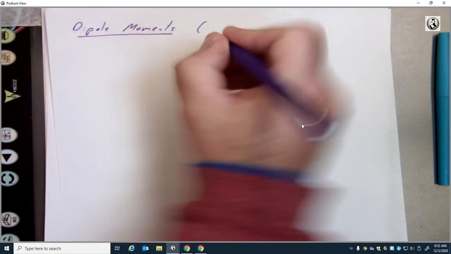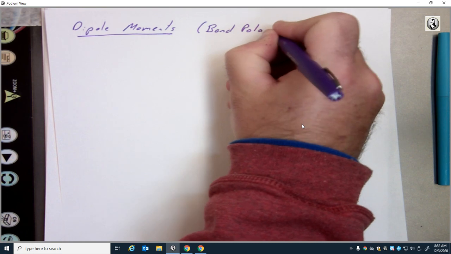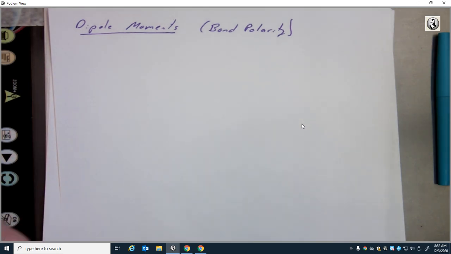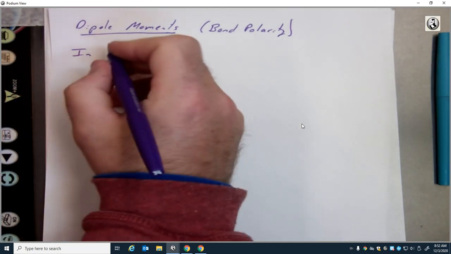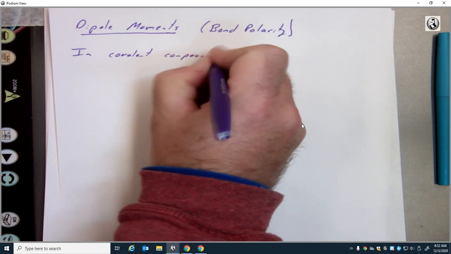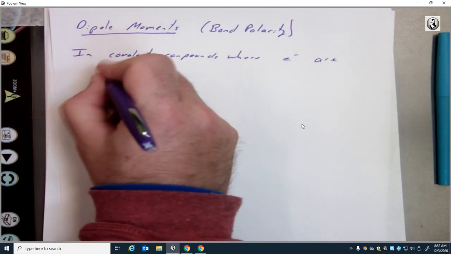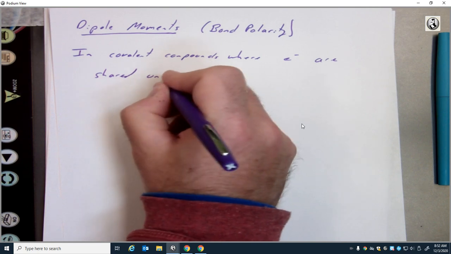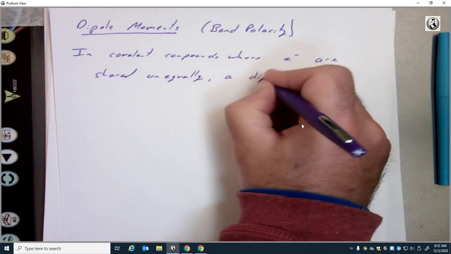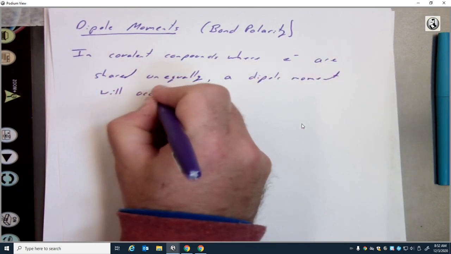And when we're talking about dipole moments, we're really talking about bond polarity. So in covalent compounds, where electrons are shared unequally, a dipole moment will occur.